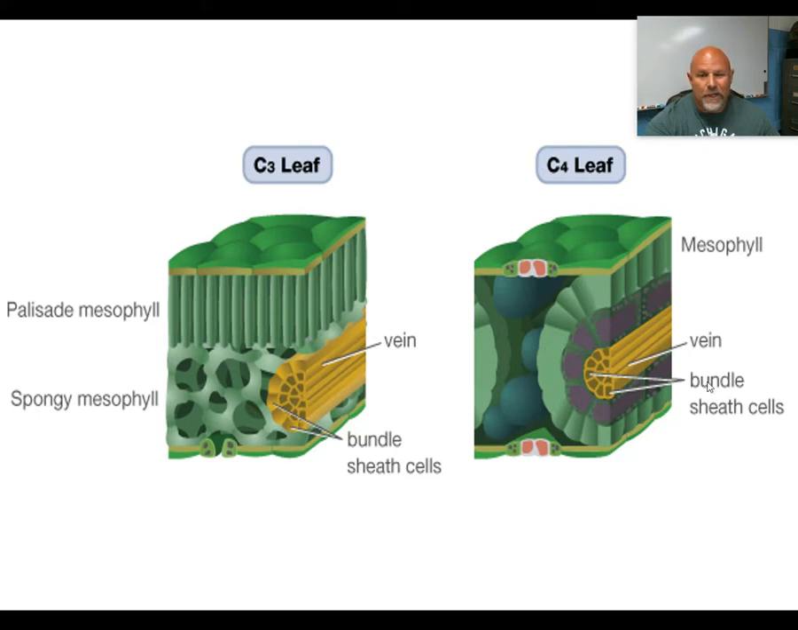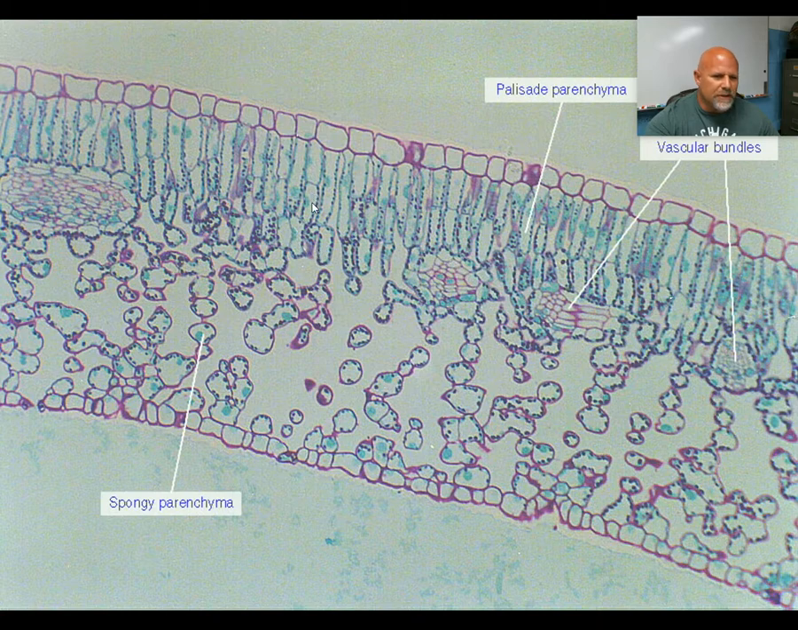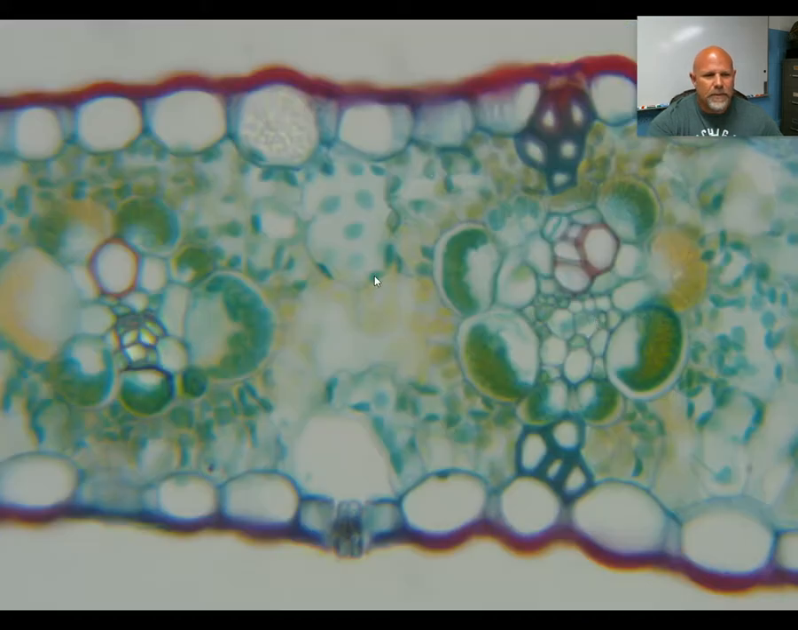If we look at it in real life, this is a cross-section of a real C3 leaf. Okay, so here's our epidermis up top, and this is our palisade layer where we're doing photosynthesis, the spongy layer underneath, and then you've got veins coming into the leaf. Okay, so this is what a C4 plant looks like. It's a little different. We have our epidermis on the top, but then here's our photosynthetic layer right around the vein, and then you have another layer of cells in between the photosynthetic layer and the airspace.